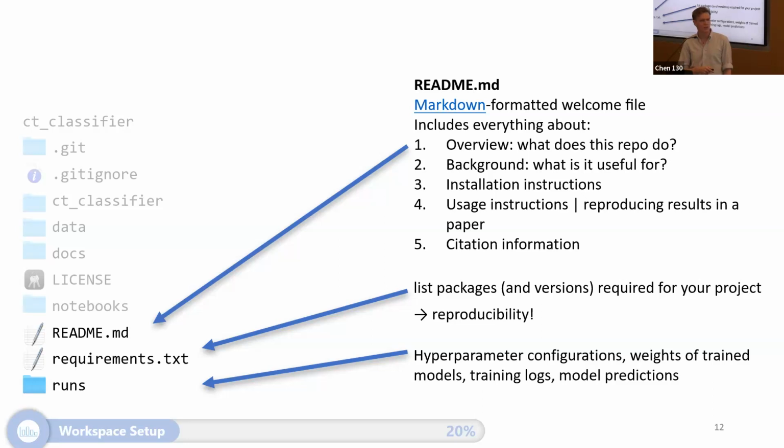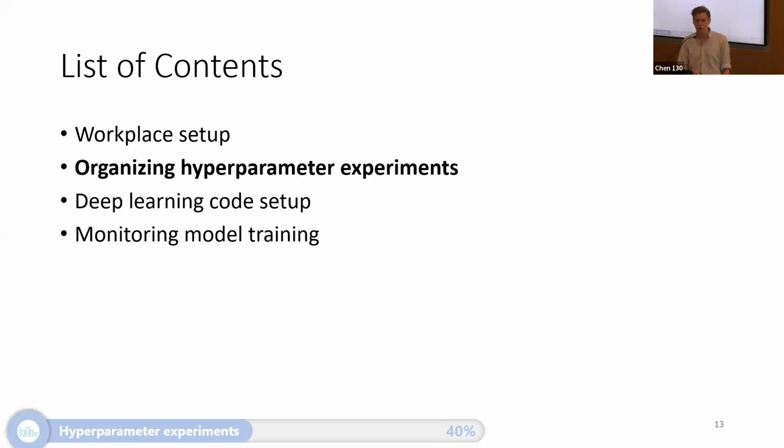The requirements.txt or the environment.yaml contains the environment for running your code, like the conda configuration. And lastly, the runs folder contains all the hyperparameter configurations and the training logs and all the experiments that you've conducted. That folder is so easy to get messy with, so that deserves a whole new section on how to organize your hyperparameter experiments.